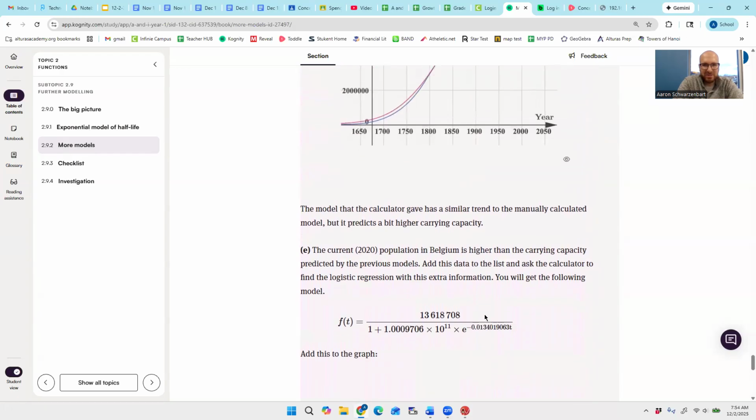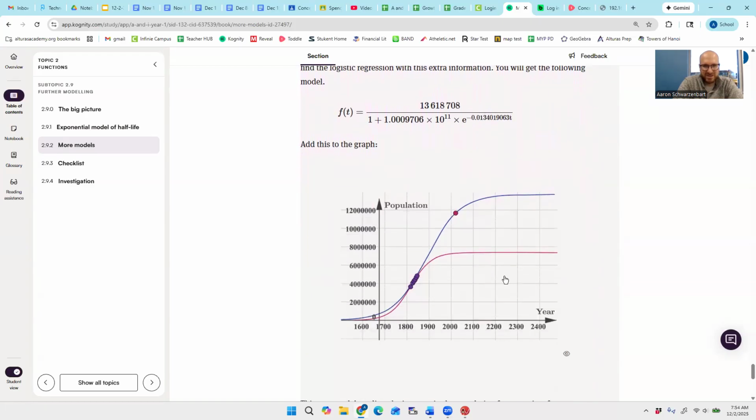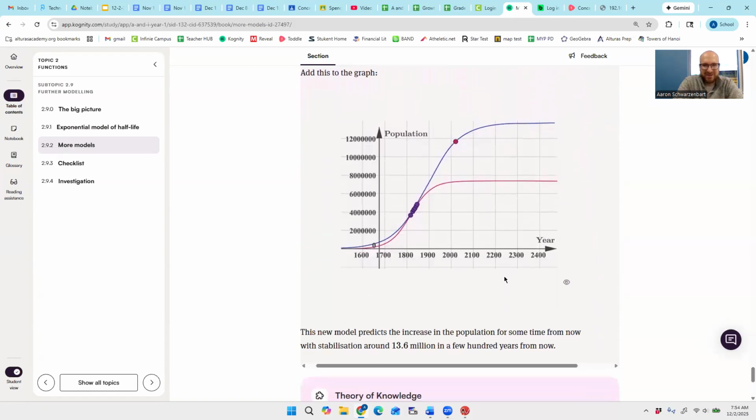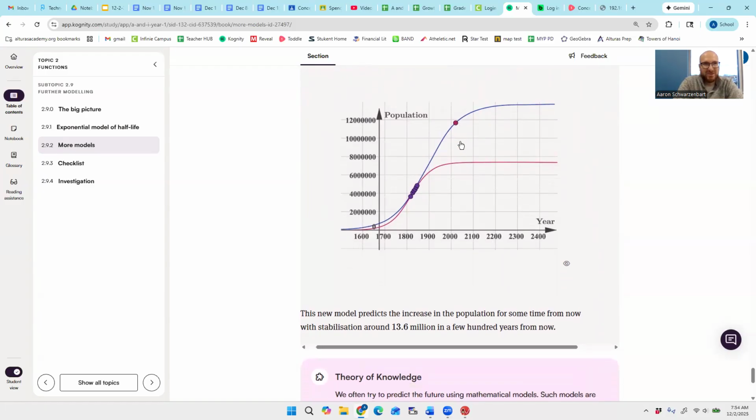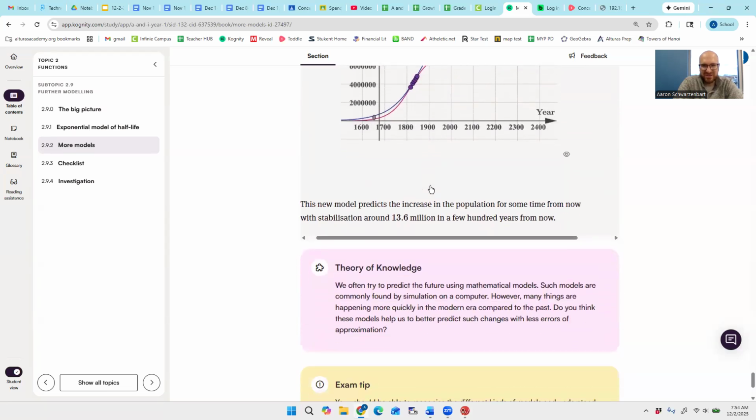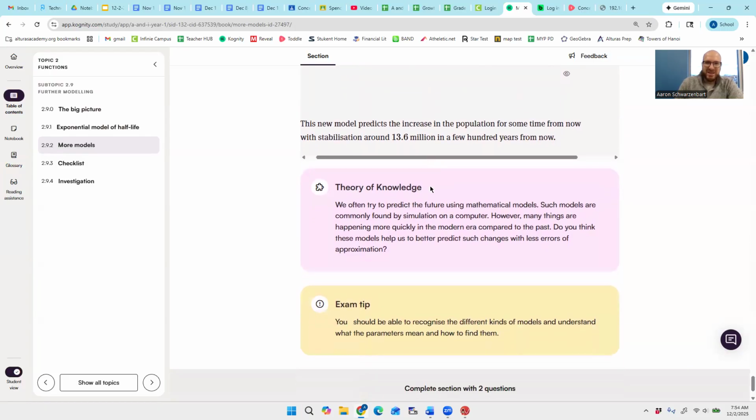We enter another point. The current population of Belgium is higher than the carrying capacity predicted by previous models. So if we add that, we get a new model, which is this blue one. Okay? So notice that 2020 is a long ways from the previous data, 1845. One key thing with mathematical models, and this is a theory of knowledge connection, is models work great near the area that they're in. But a lot of times things change.